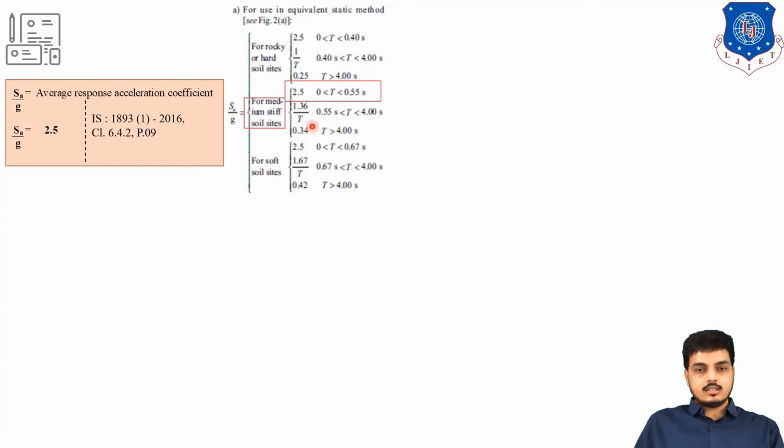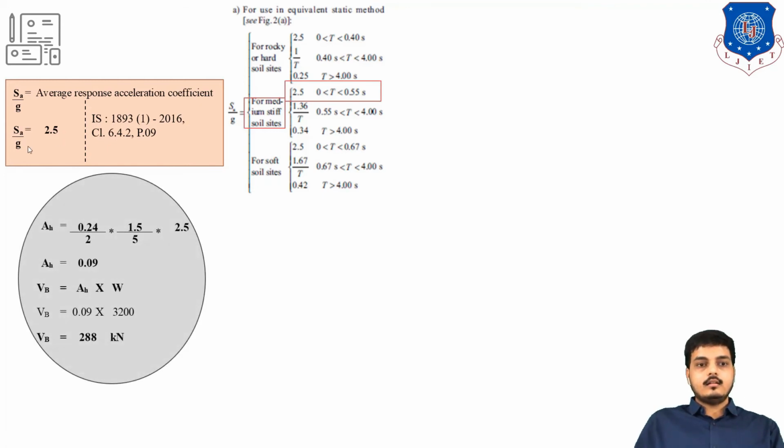If it was 0.9, it would be 1.36 divided by T, and this T is nothing but our natural time period. Right now it is coming in this section, in this criteria, so it is 2.5. So I have taken Sa/g as 2.5. We have found out each and every factor: I, Z, R and Sa/g. Now you will directly find Ah. Ah is Z, 0.24, divided by 2, multiplied by I, 1.5, divided by R, which is 5, into 2.5, which is Sa/g. After solving this I am getting Ah as 0.09.